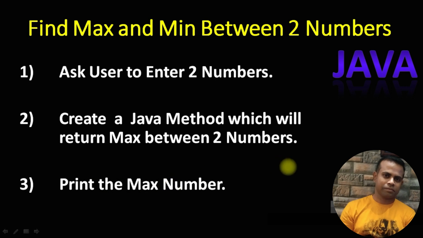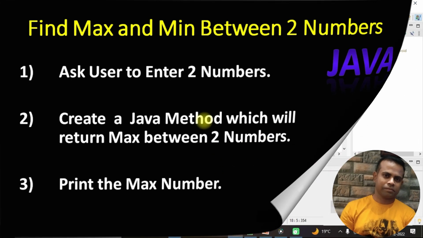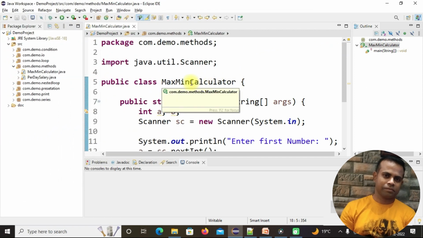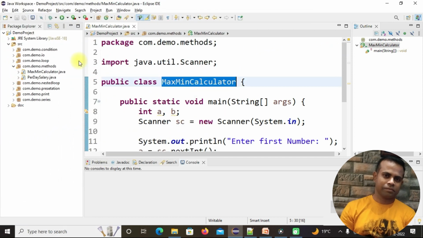So the maximum number method I will create here and I will show you, and the minimum number function or method you have to create as an assignment. So open your Eclipse IDE. I have already opened it, and MaxMinCalculator is my class name, which is under the com.demo.method package.